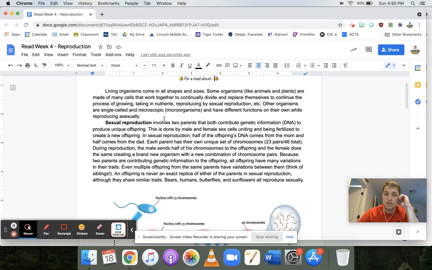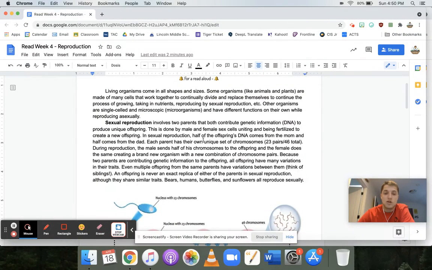Sexual reproduction involves two parents that both contribute genetic information, DNA, to produce unique offspring. This is done by male and female sex cells uniting and being fertilized to create a new offspring. In sexual reproduction, half of the offspring's DNA comes from the mom and half comes from the dad.